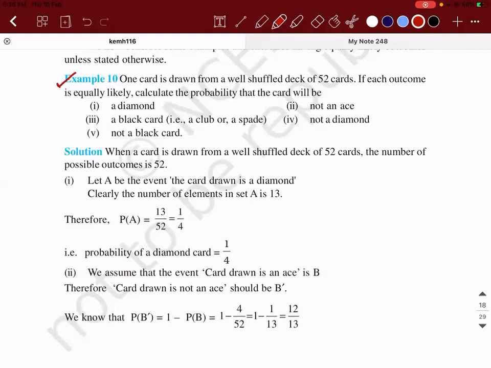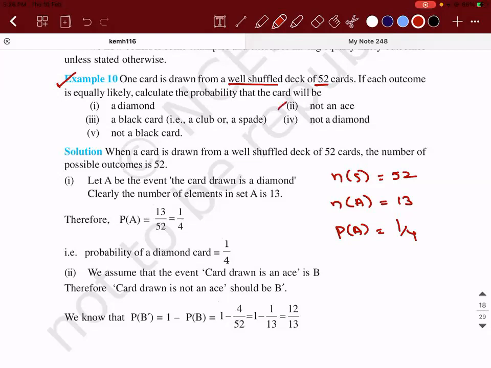Example 10. One card is drawn from a well-shuffled deck of 52 cards. If each outcome is equally likely, calculate the probability that the card will be a diamond. So A is, number of elements in sample space is how much? 52. So number of elements for the event A to occur, that is diamond to occur, is how much? So how many diamonds are there? There are 13. So what is the probability of getting a diamond? It is 1/4. Means you have 25% chance to get a diamond.